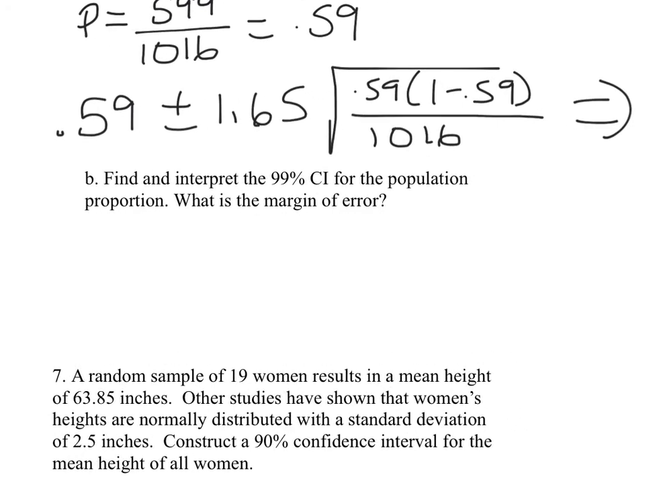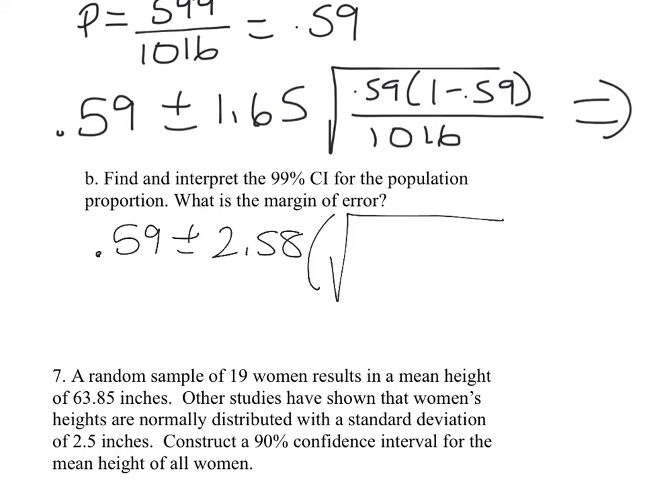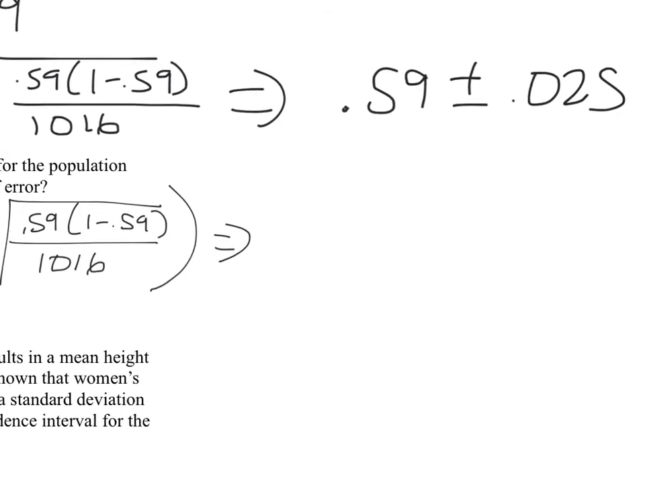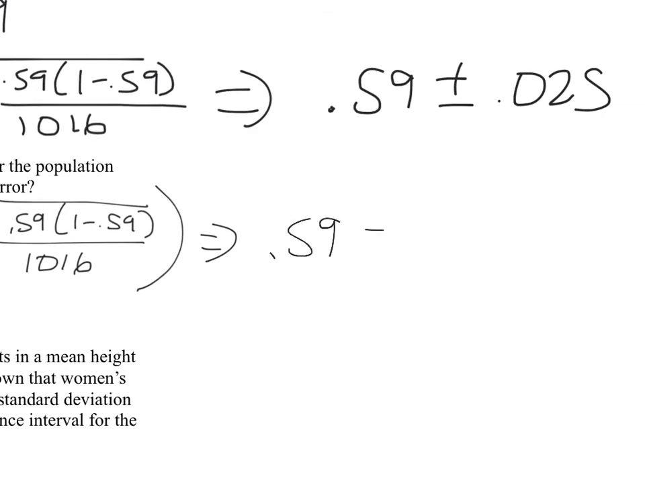Okay, next one. Now we want to create the same thing but a 99% confidence interval. So 0.59 plus or minus 2.58 times the square root of 0.59 times 1 minus 0.59 over 1,016. And in this case, our interval becomes 0.59 plus or minus 0.0398.